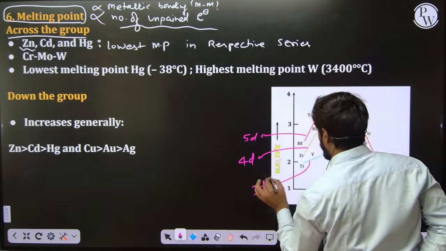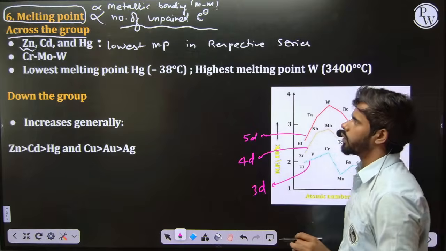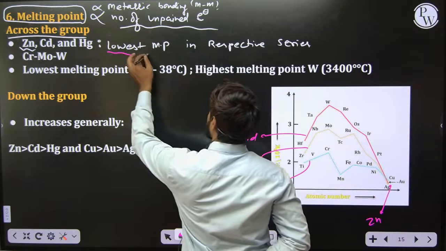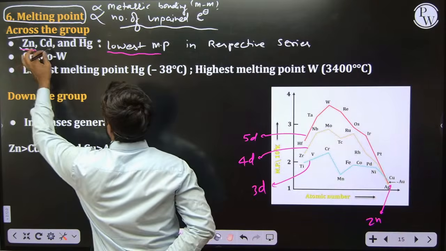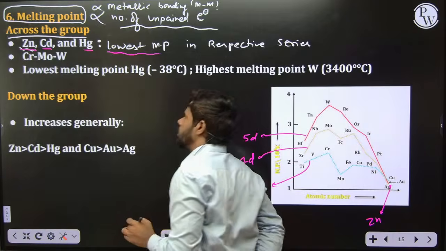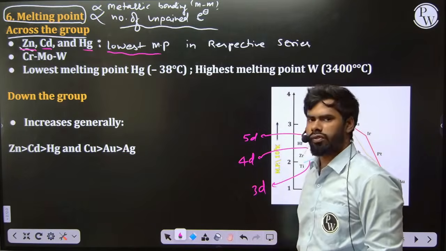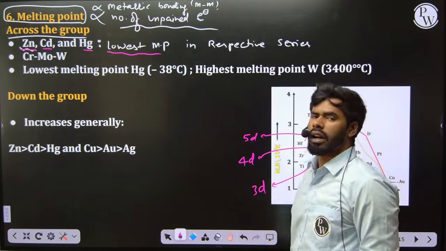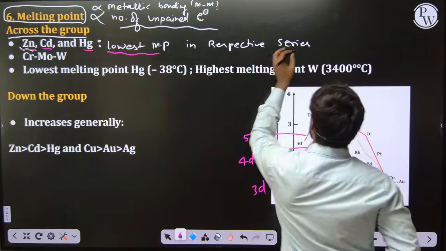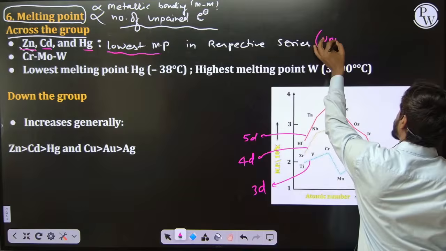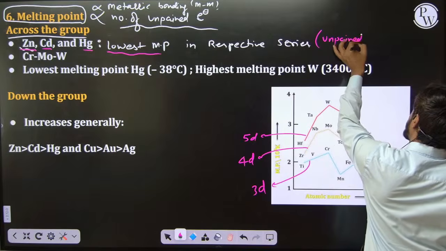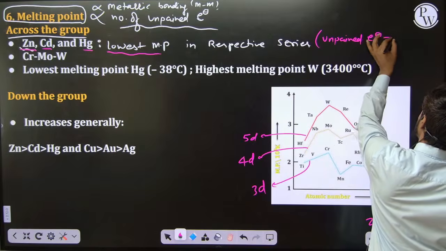So in each series the lowest melting point is for the last element, the 12th group element: zinc, cadmium, mercury. Why is it so? As we know, in the case of zinc, cadmium, mercury, the number of unpaired electrons will be 0.